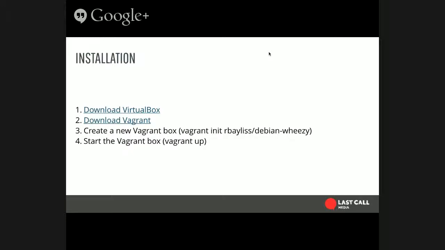So I want to back it up one second and talk about installing Vagrant. It's actually really easy. There are two main steps: downloading VirtualBox, which is the virtualization technology that Vagrant runs on, and then downloading Vagrant. These are links, and they will be in the presentation, which will be posted after this session. Once you've installed VirtualBox and Vagrant, you just create a new box. You could use this vagrant init command, and this would initialize a new box with the Debian Wheezy distribution, which is, I think, 6.5. Might be wrong about that. And then just start the Vagrant box. That's kind of all you need to get started.